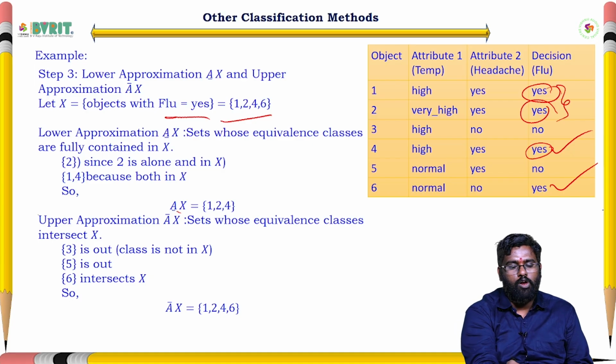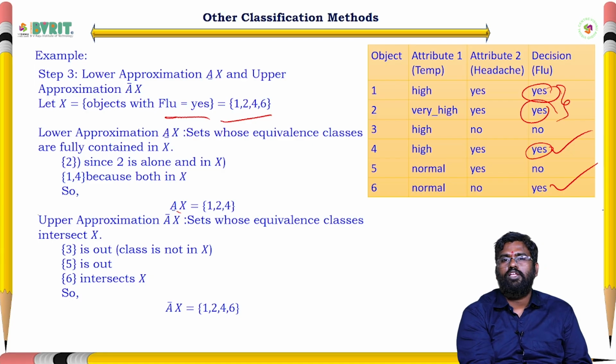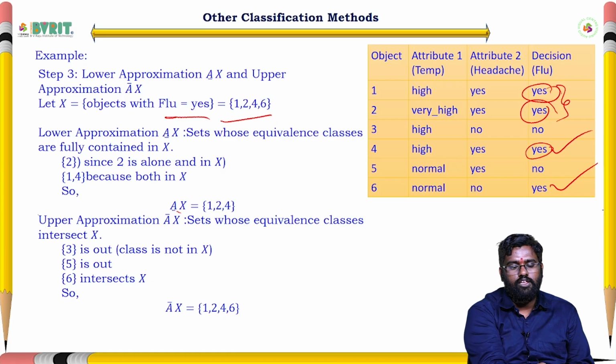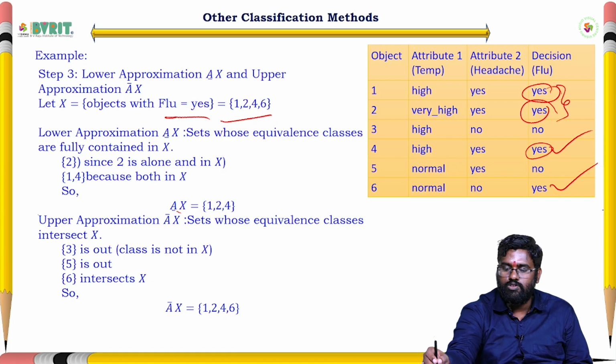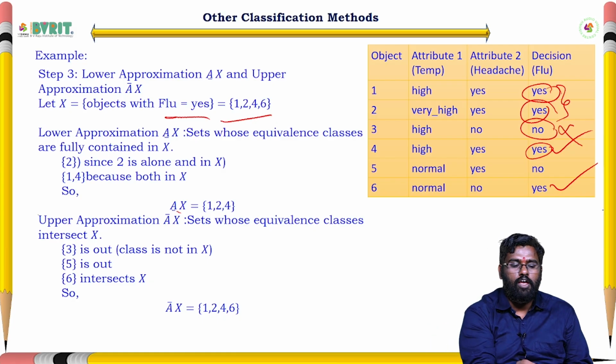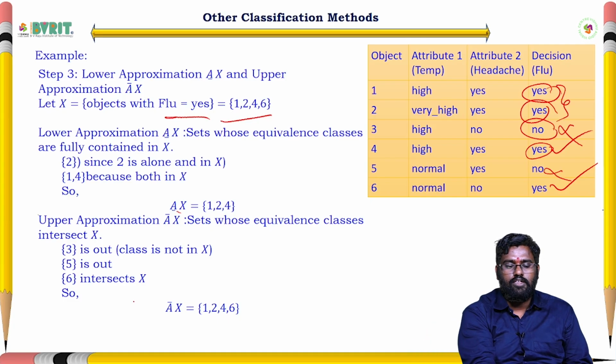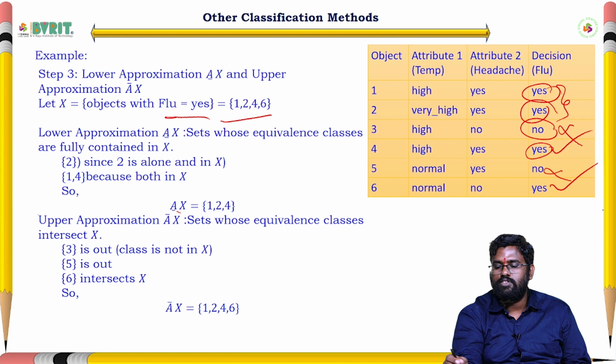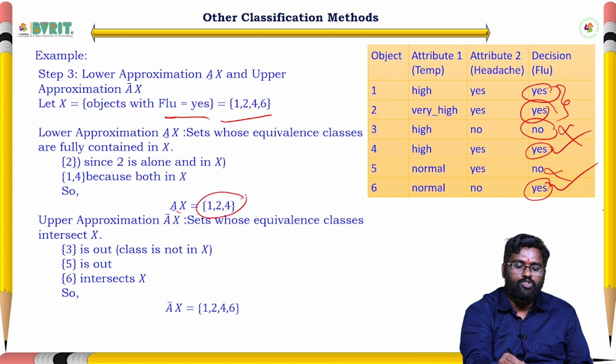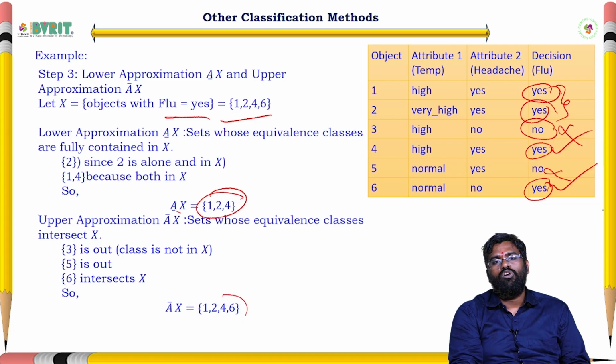Now upper approximation means A upper x. So other than 1, 2, 4 that is already there, the next things are 3, 5, 6. So 3 is out. Why? Because 3 is having no status. We don't want to consider this one. 5 is also out. 5 is having no status. We don't want to consider. 6 intersects x. So why? Because 6 is having the flu as yes. So that's why 1 to 4 is to be with 6 status here. That is about upper approximation.